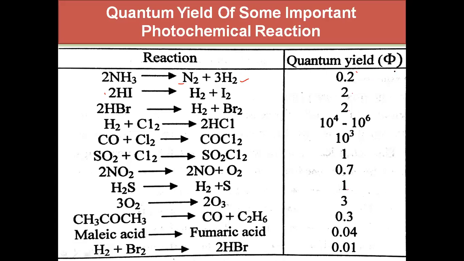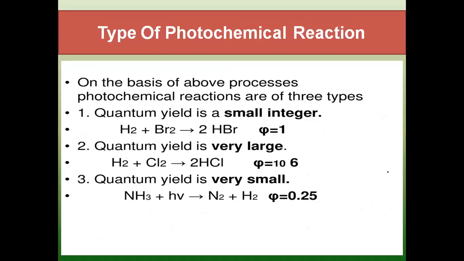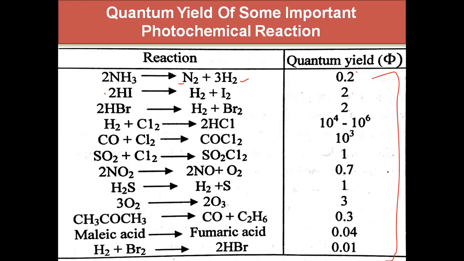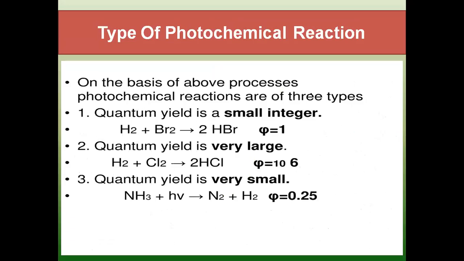There is a different quantum yield value for different reactions. But here you can see there are three different types of photochemical reactions. First, if the quantum yield is a small integer value, 1, 2, 3, like this, it has a good quantum yield. It is also called a high quantum yield reaction.